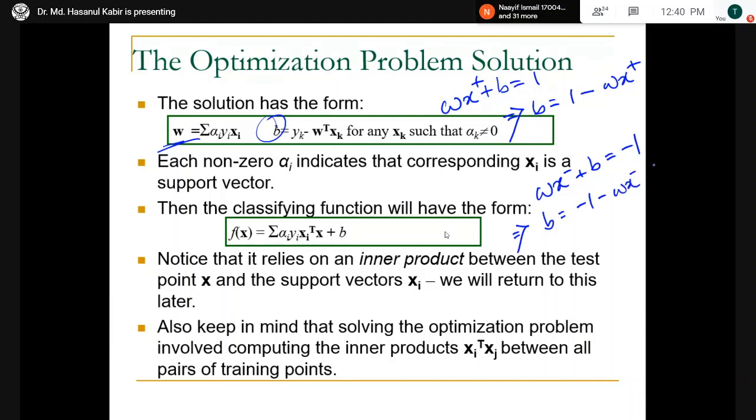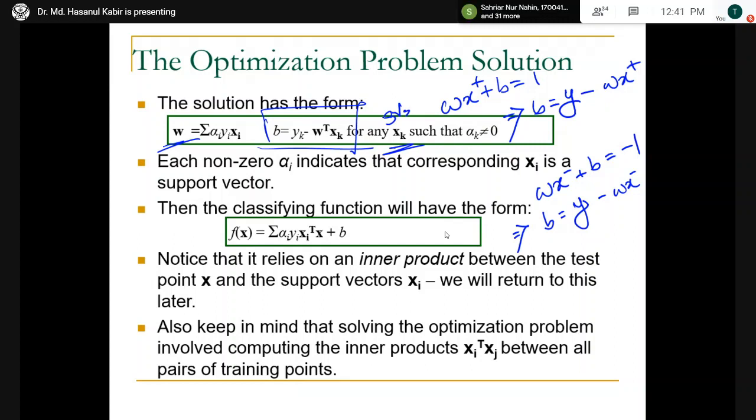Yes or no? So we know that for the positive class, plus 1 is the value of Y for that class, and minus 1 is the value of the class label for the negative class. That's why we can simply write the bias B with this equation: Y minus W transpose X. So you can do it for any value of X, which means with any support vector.